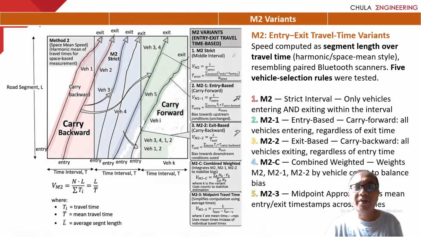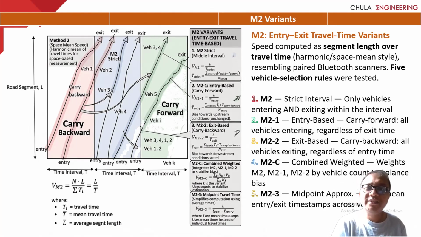If we look at the M2 variant, which is the entry-exit travel time method, this method records the entry time and exit time. Then we can calculate the travel time from the difference and divide by the length of the route segment.